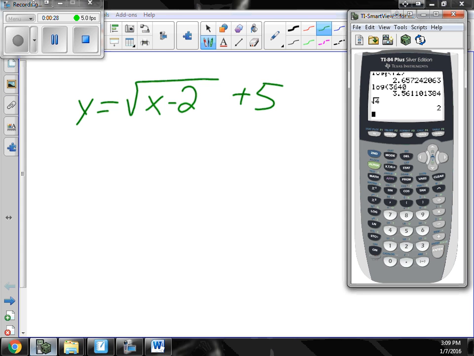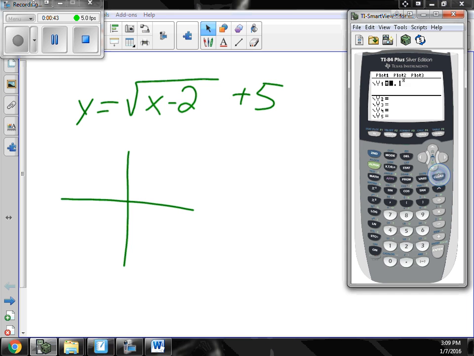Now, if you can graph these without a calculator, great. If you understand the transformations, then go ahead and graph them without a calculator. And then you're going to need to identify the domain and range of the first four. So if I go in to my y equals, I'm going to graph the square root of x minus 2, and then go to the outside and push plus 5.